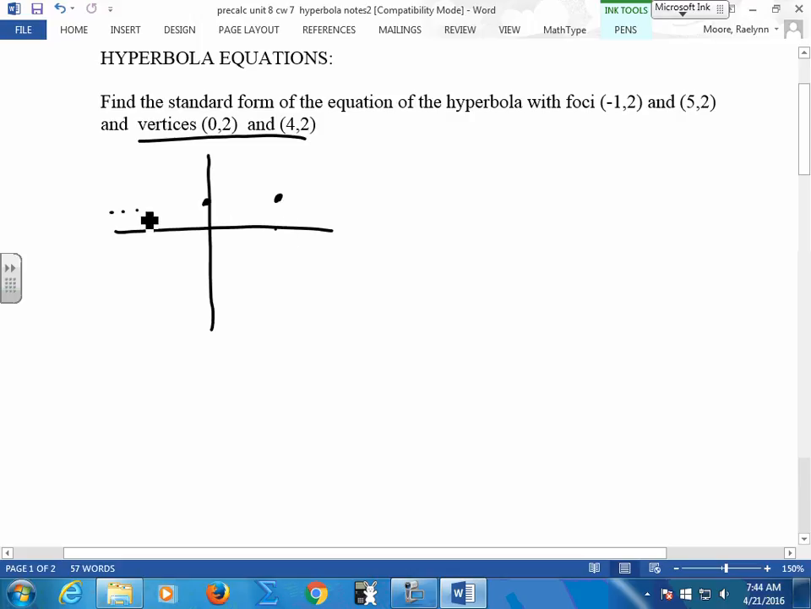So here's my translated axis. So which one's going to come first, the x or the y? The x. So this is my translated axis. This is a vertex, this is a vertex. My hyperbola is opening up this way, right? Yes. So we're going to put the x first.